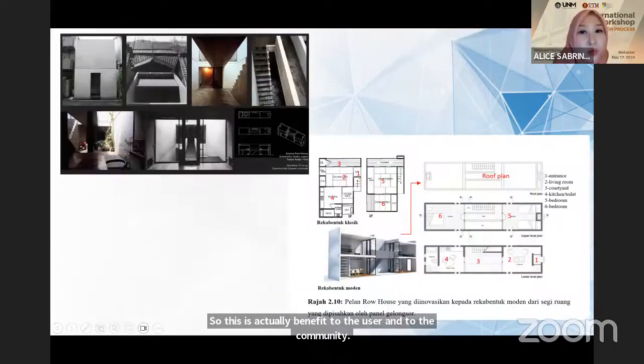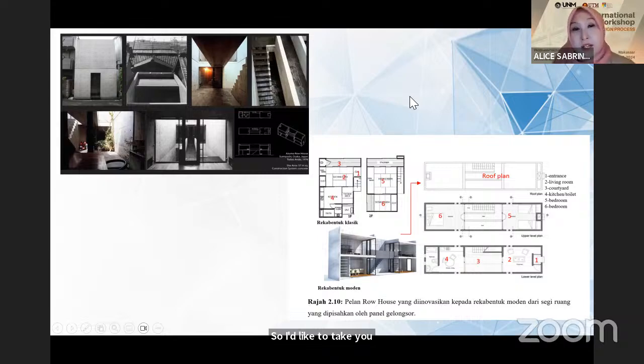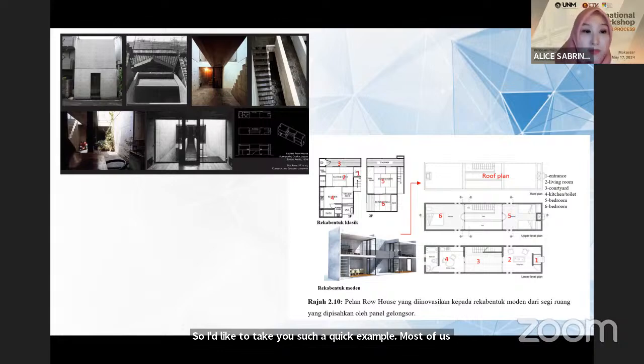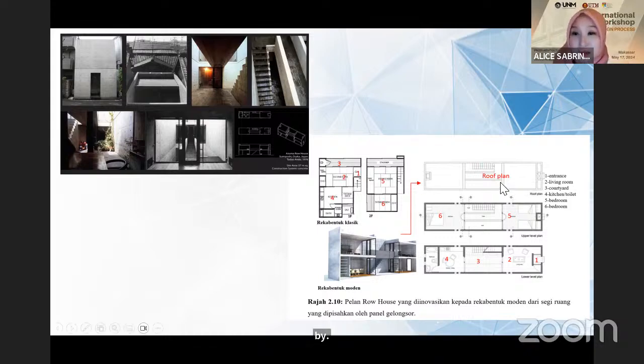So I would like to take a quick example. Most of us here are architects. We have a design background, and most of you are from the built environment niche areas or expertise. If you see this picture, this is a house designed by Tadao Ando, known as the Row House. Tadao Ando, a Japanese architect, designed a modern house, a terrace house like in Malaysia. But the beauty of this terrace house is that it adopts the idea of a traditional Japanese house.